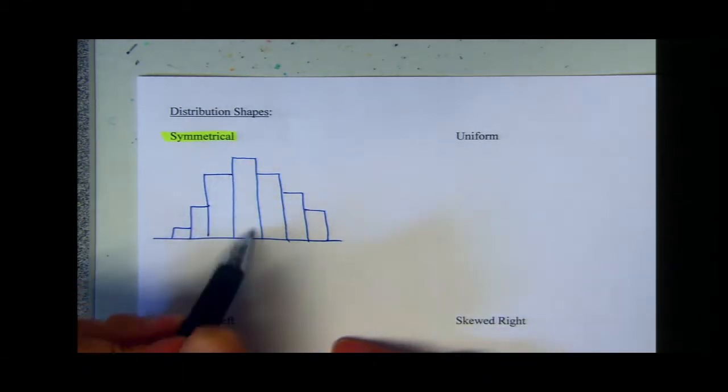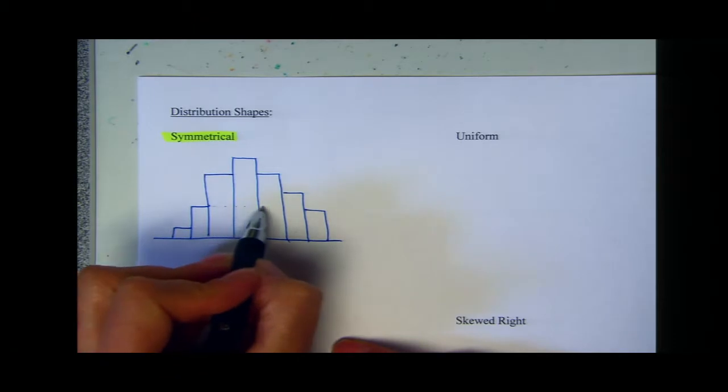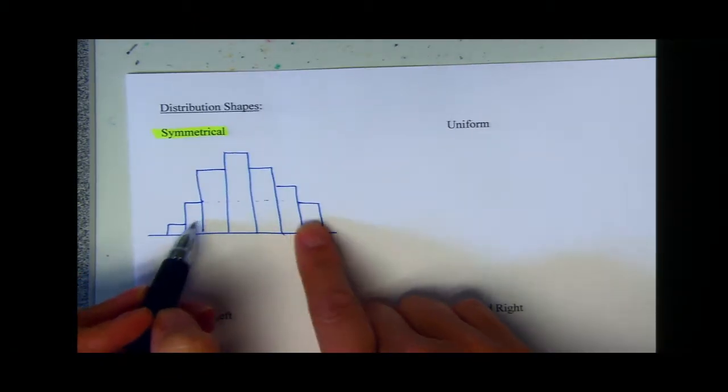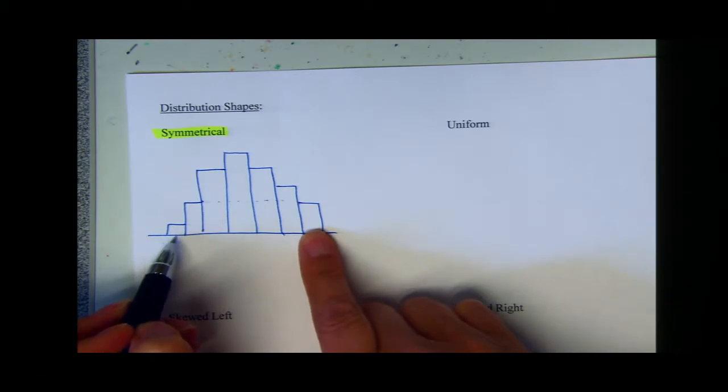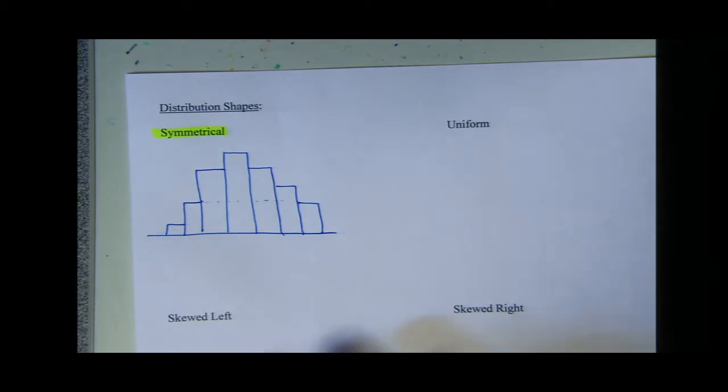So if you'll notice, here's my tallest. These two are exactly the same. This next one is not the exact same height as the other, but more or less it is, as well as these two bars. So this is what a symmetrical histogram looks like.